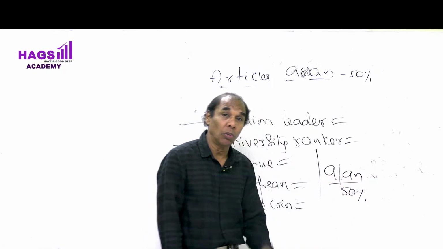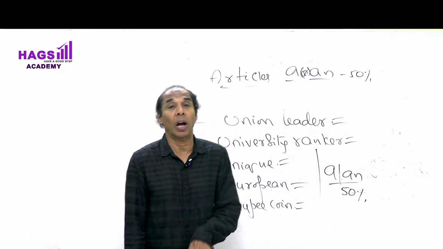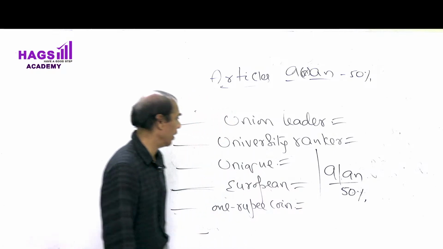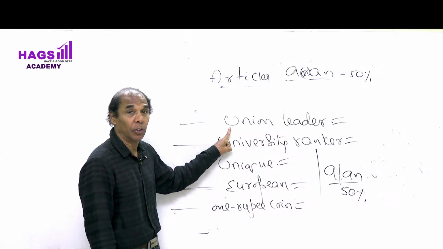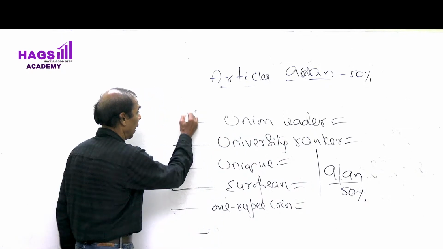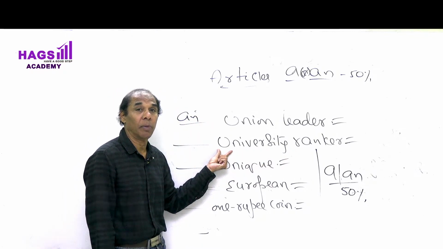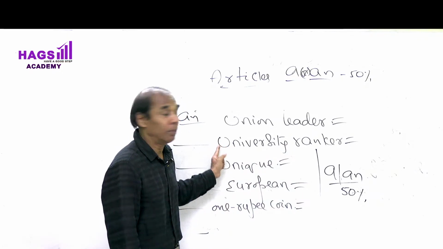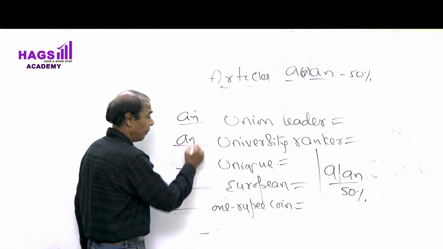Of these two, which do we have to use, a or an? This is another doubt, right? Very simple. Union leader: the sound of the word begins with U. If the sound of the word begins with a vowel, use an. University ranker: if the sound of the word begins with U as a consonant, not a vowel. If the sound of the word begins with a vowel, use an.